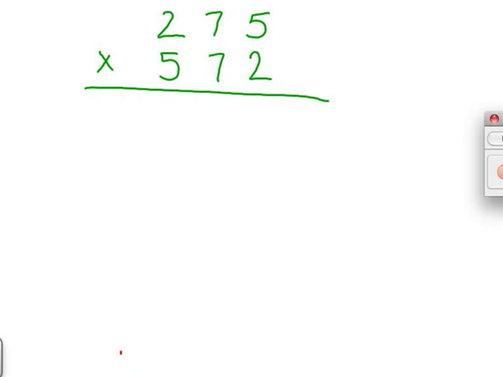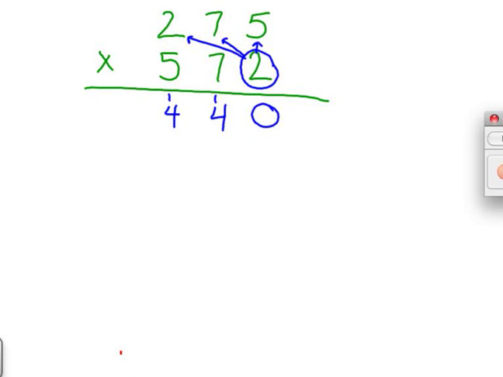So again, like always, we're going to start in the 1 spot first. Since 2 is in the ones column, we're going to take turns multiplying each of the numbers on top by 2. 5 times 2 is 10. Carry the 1 underneath. 2 times 7 is 14. Bring the 4, carry the 1 underneath. 2 times 2 is 4. We don't have to carry anything on that one because it's just a 4.